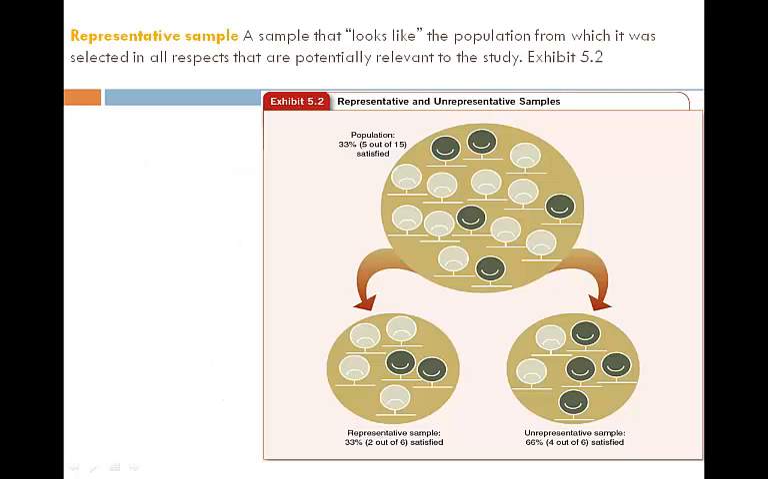And here we have this population. And look at this. This population has 33% of people satisfied. On this side, this small sample has 66% of people satisfied, and this one is 33%. So therefore, this particular sample is a better, more representative sample of the population.